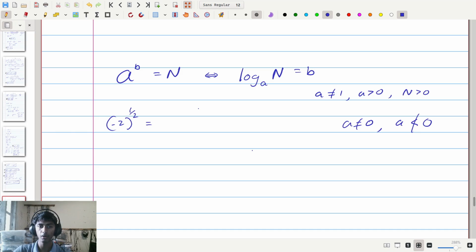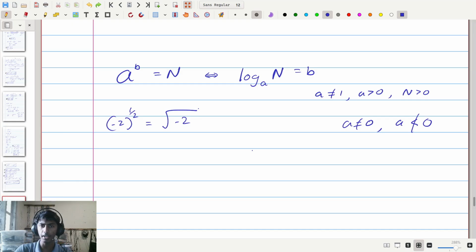Well, recall, 1 divided by n power is the same as the nth root. So here what I'm looking for is the square root of negative 2. Notice there's a negative on the inside. Recall that when you take the square root of a negative number, it becomes an imaginary number. It becomes i. So it's now within the complex numbers.